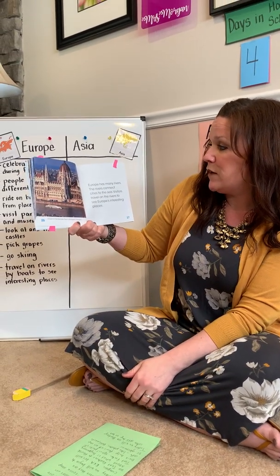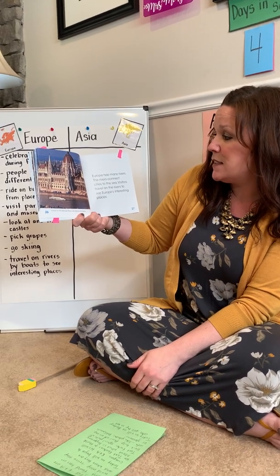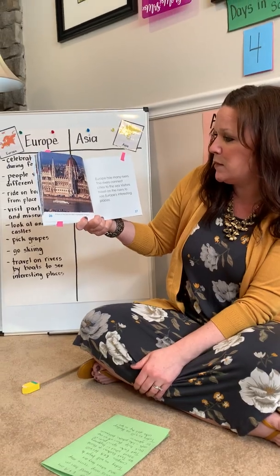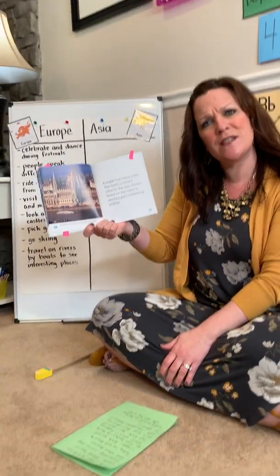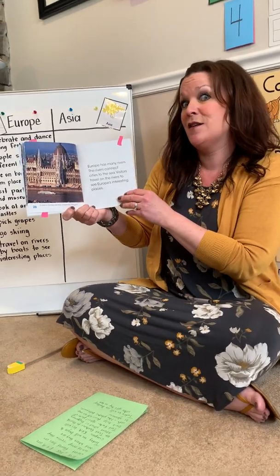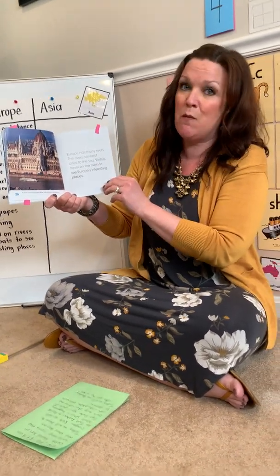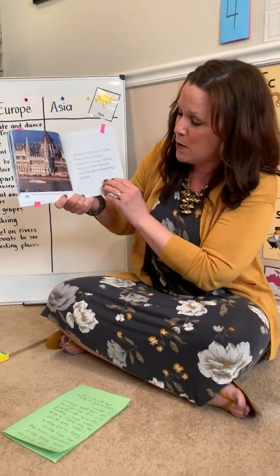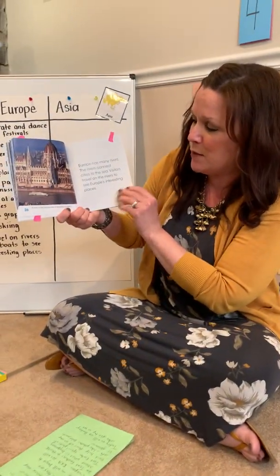Europe has many rivers. The rivers connect cities to the sea. Visitors travel on the rivers to see people's interesting places. What are visitors? Oh, they're people that go and visit places. So I know that this tells me more about the interesting things that people do there. And here's a boat on the Danube River in Budapest, Hungary.